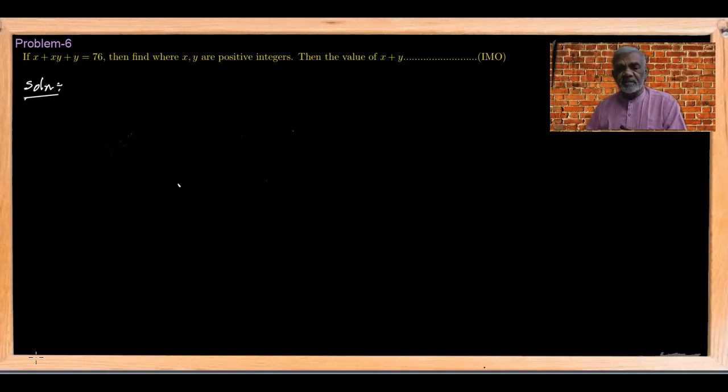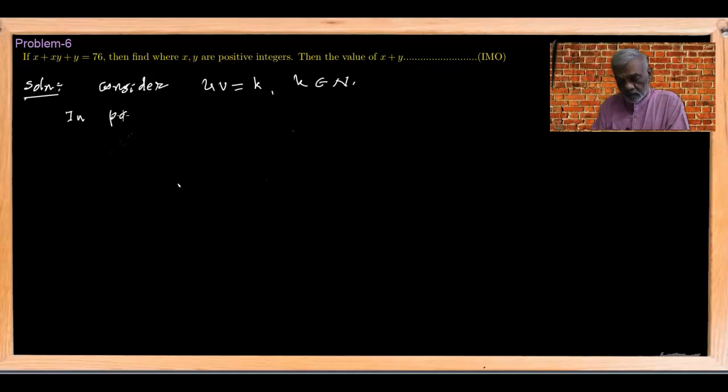Before going to solve this problem, let me consider an equation of the form uv equal to k, where k is a positive integer, meaning 1, 2, 3, etc. Whatever it may be, taking the values from 1, 2, etc. And in particular, consider uv equal to 6.